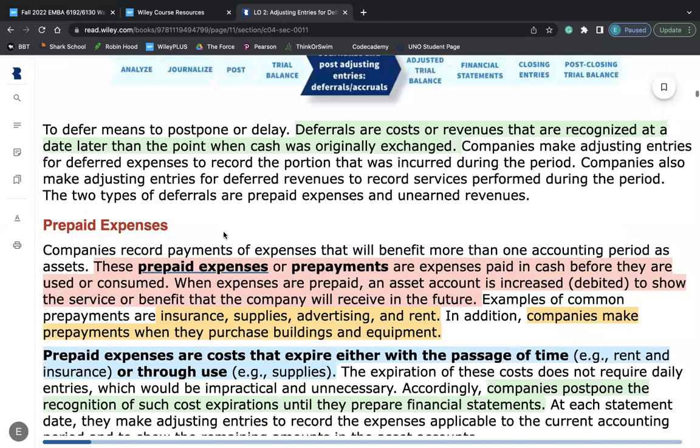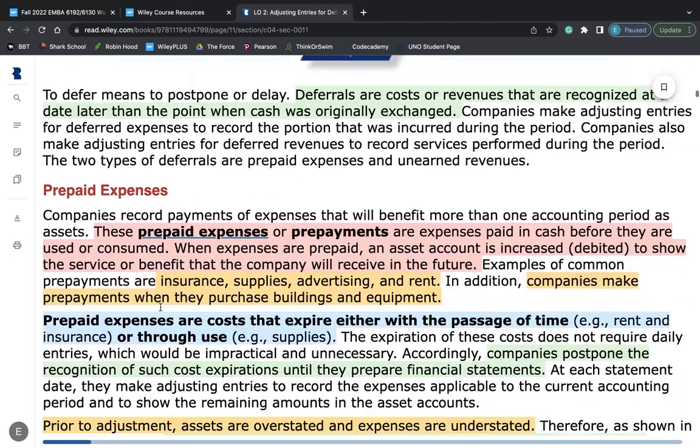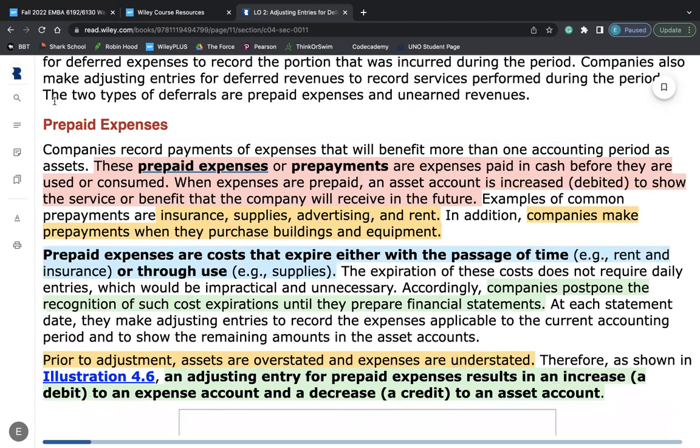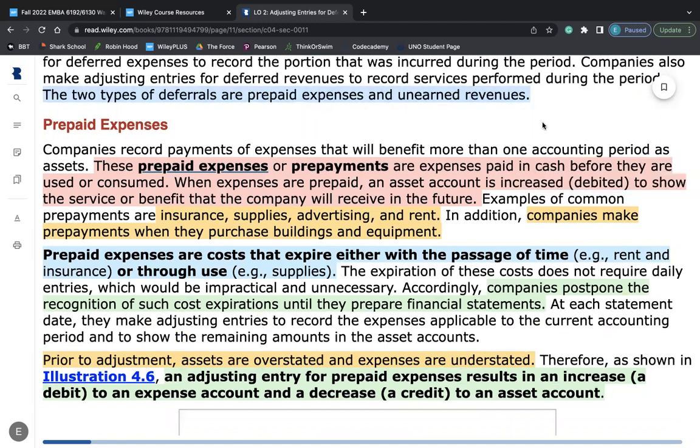To defer means to postpone or delay. Deferrals are costs or revenues that are recognized at a date later than the point when the cash was originally exchanged. Let's give the examples. The two types of deferrals are prepaid expenses and unearned revenues.